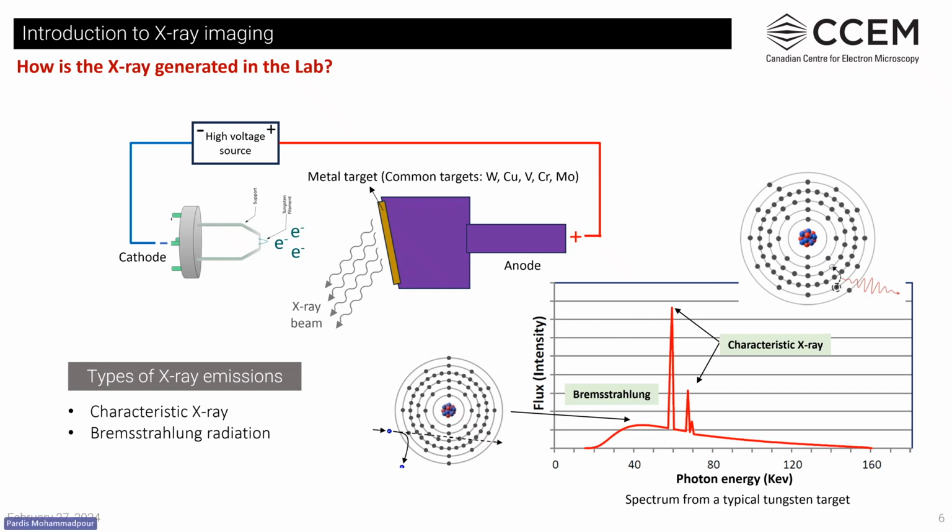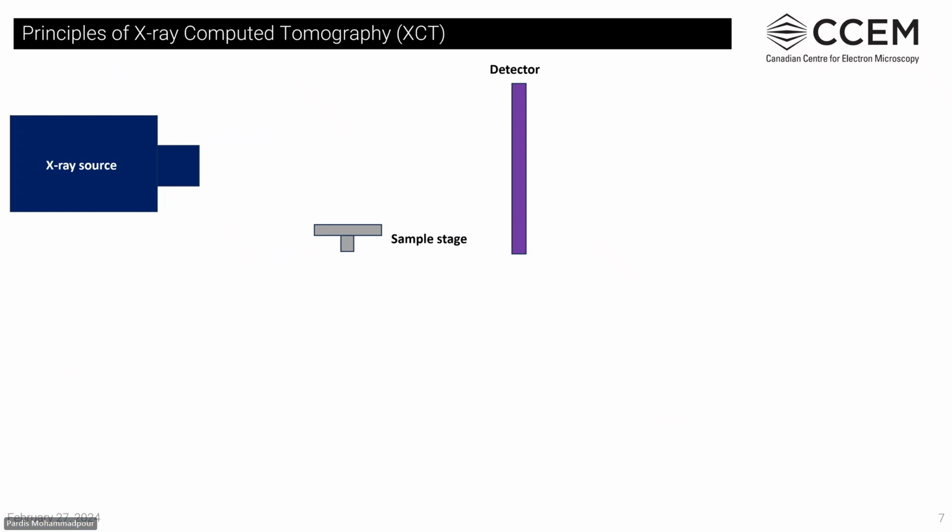Unlike the characteristic radiation, the energy spectrum of Bremsstrahlung radiation is continuous, ranging from 0 up to the energy of the incident electron. This continuous spectrum of X-rays produced through these Bremsstrahlung interactions provides the necessary information that we need for the X-ray imaging. Here you can see the schematic of an X-ray computed tomography or XCT system.